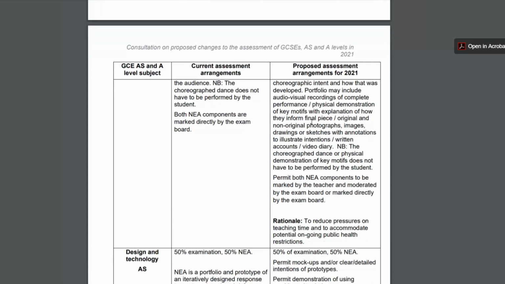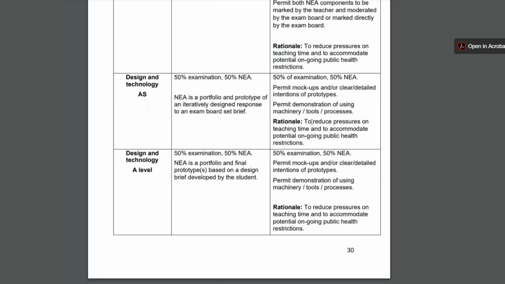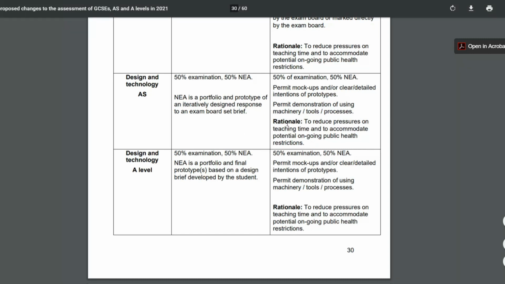All right, so that's for dance AS and A level. DT, so design and technology, before: 50% exam and 50% NEA. And the NEA is a portfolio and prototype of an iteratively designed response to an exam board set brief. Very similar to art with the NEA and what that is.